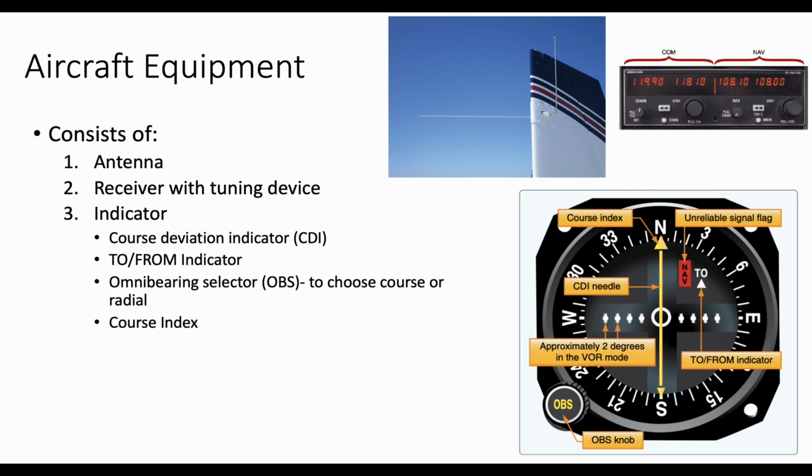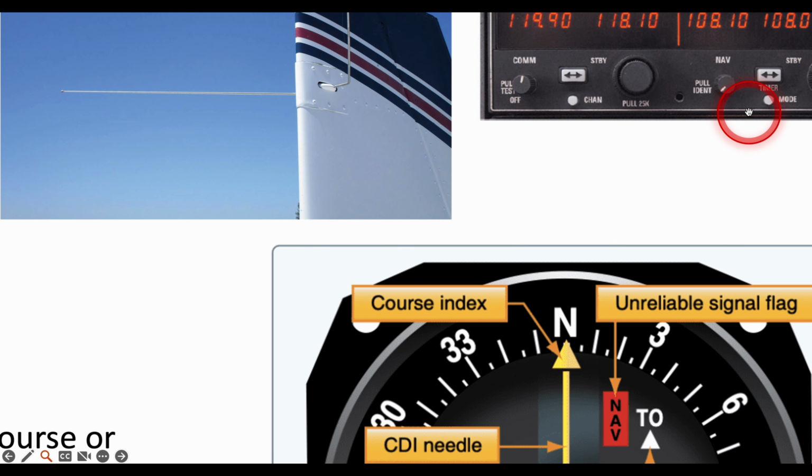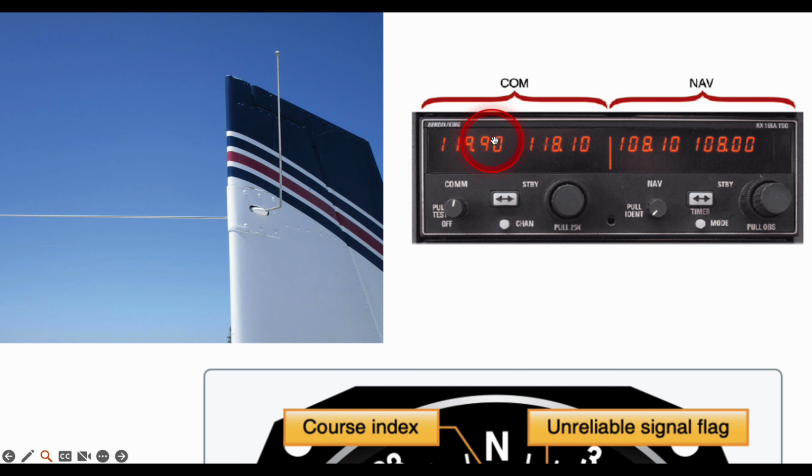As far as aircraft equipment, there's a few different things that you should have on board in order to use this VOR. You'll have antennas. Usually those are going to be located on the back of your tail, and those are going to be navigation antennas. You'll have a receiver, which looks like this. On the left side, you have communication radios or frequencies, and on the right, you have navigation frequencies. So they work the same. These are volume knobs, so you can turn up the volume for the communication, volume for the navigation, and then these are tuning knobs right here.